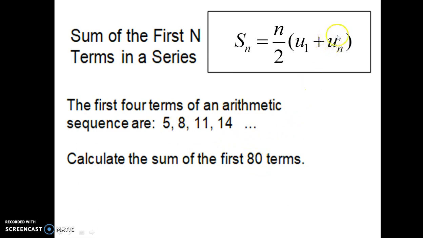So you should begin by finding what the 80th term is because you need it to use this formula. You need the last term. So begin with this formula and see if you can get the 80th term first. What is the 80th term?